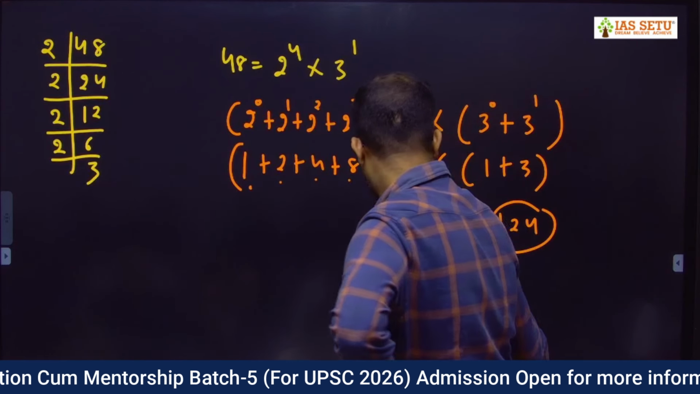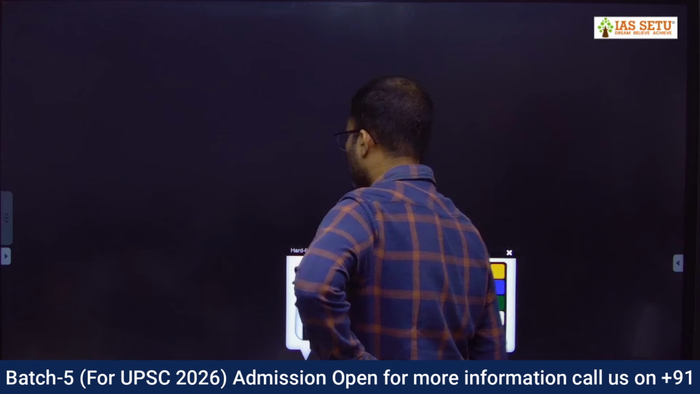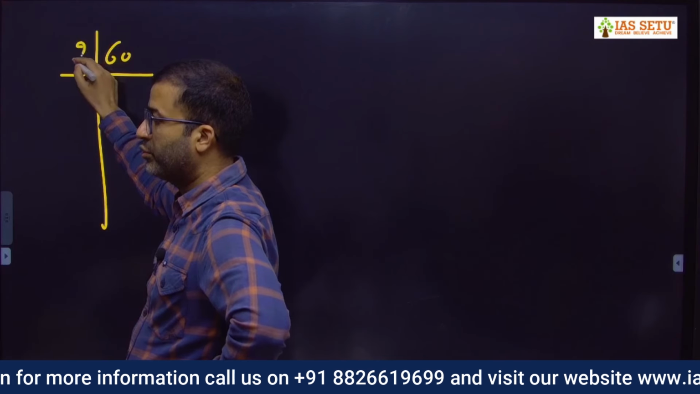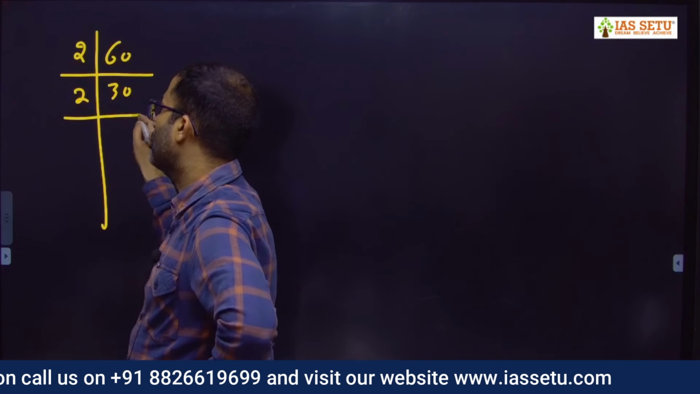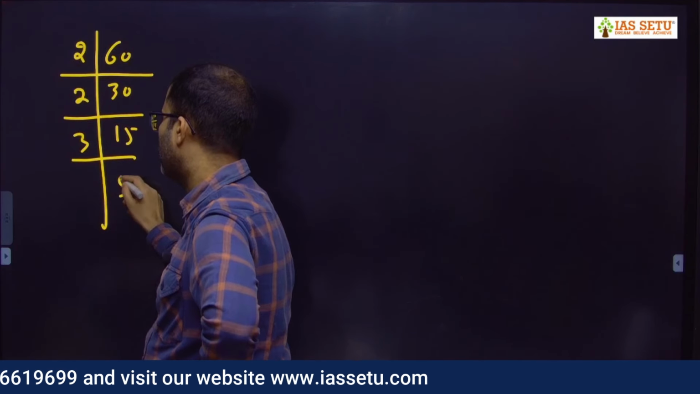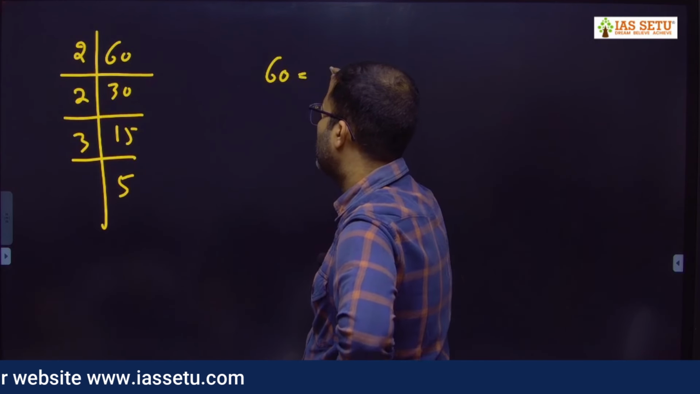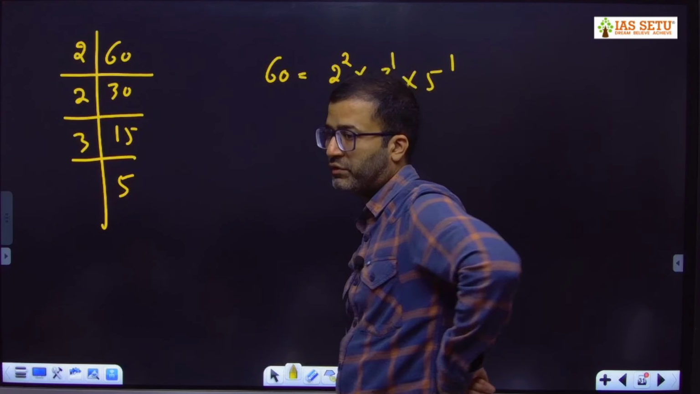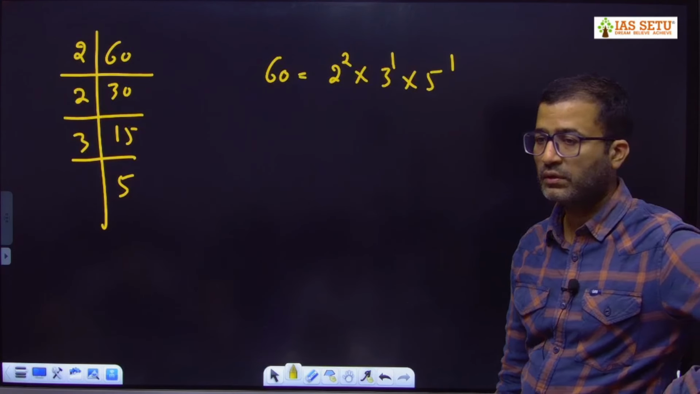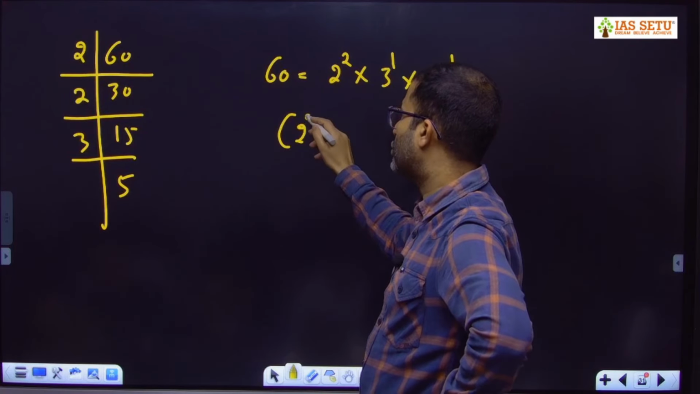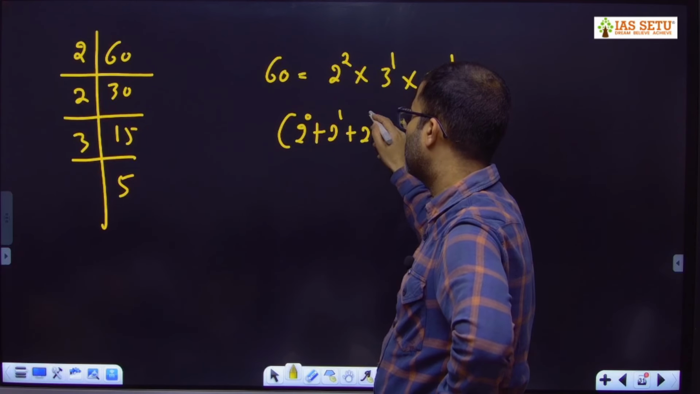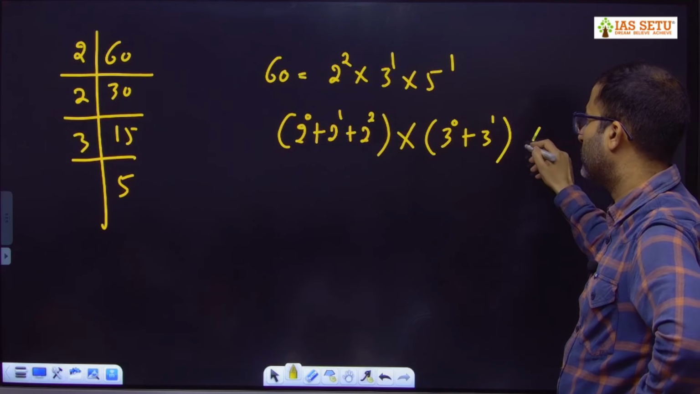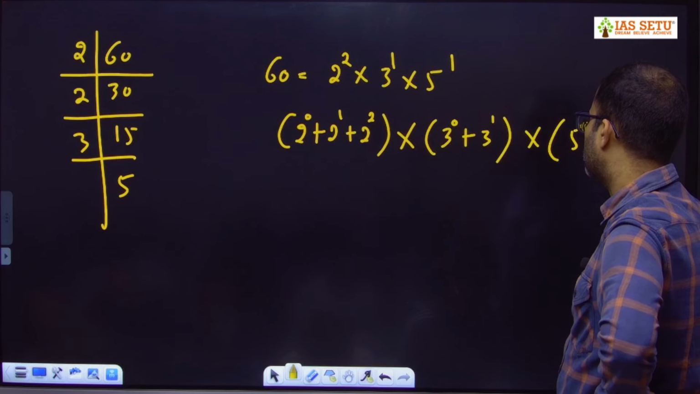I take one more question. 60. First we convert this in prime form. 2 comma 30, 2 comma 15, 3 comma 5. So 60 here is 2 to the power 2 into 3 to the power 1 into 5 to the power 1. Bracket start: 2 to the power 0, 2 to the power 1, 2 to the power 2. Second bracket start: 3 to the power 0, 3 to the power 1. Third bracket start: 5 to the power 0, 5 to the power 1.